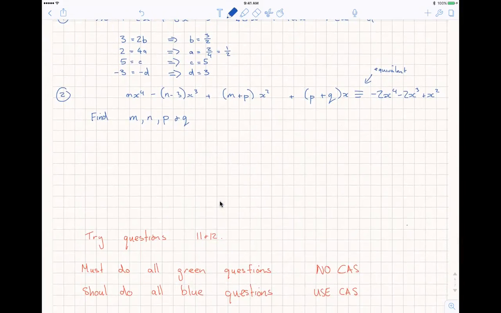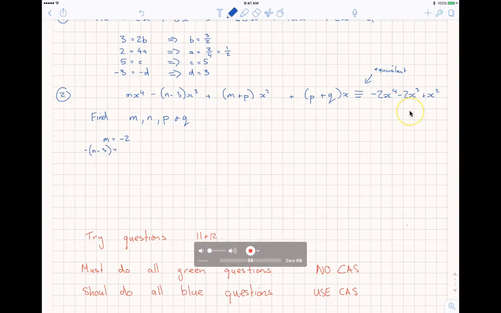This time we need to find the variables m, n, p, and q. Again, we equate coefficients. So we've got m in front of the x to the power of 4, and we've got minus 2 here. So m must equal minus 2. Coefficient of x cubed. Don't forget the negative sign out here. So coefficient of x cubed is minus n minus 3. And on the other side of the equation, the coefficient is minus 2.